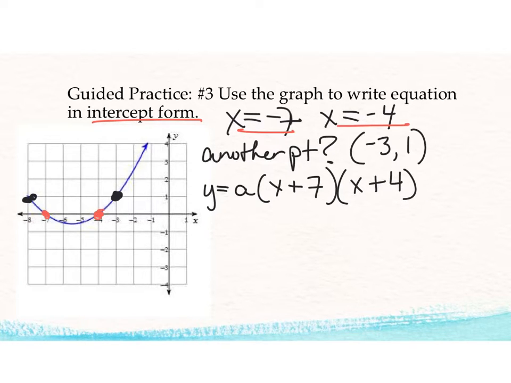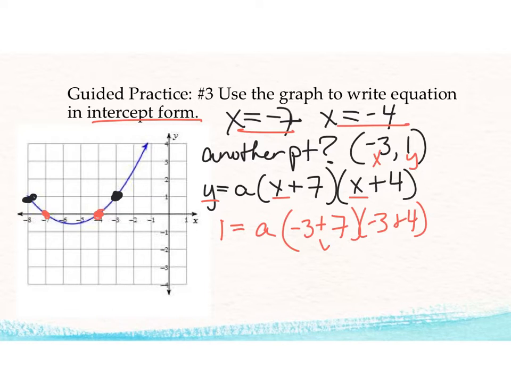Okay, we are ready to plug in some x and y values so that we can solve for a. Y is this value from our other point. X is this value from our other point. So we'll begin with y equals 1 equals, we don't know a, and let's put negative 3 in for x. Do your math. You have a 4, you have a 1, you have an a equals 1. For a, divide both sides by 4, and you will end up with a equals 1/4.